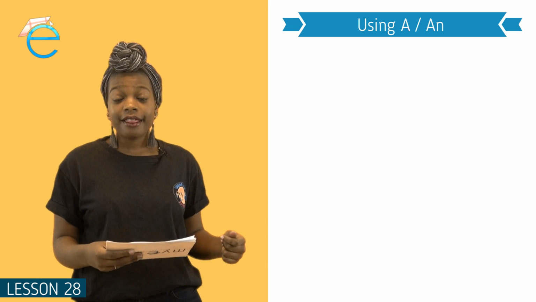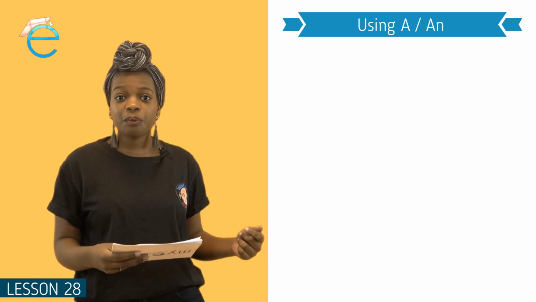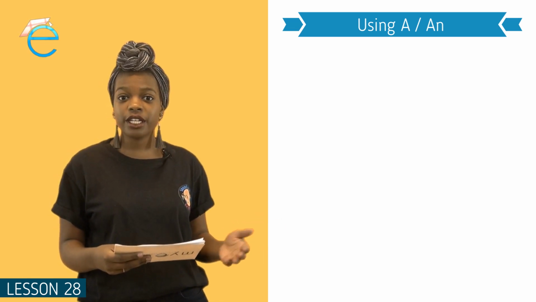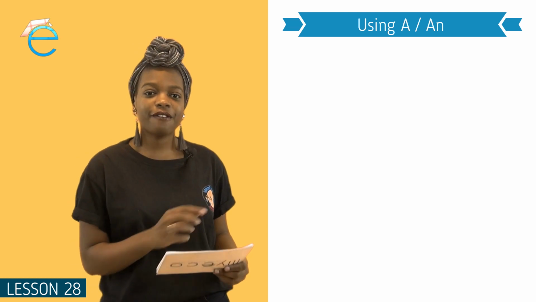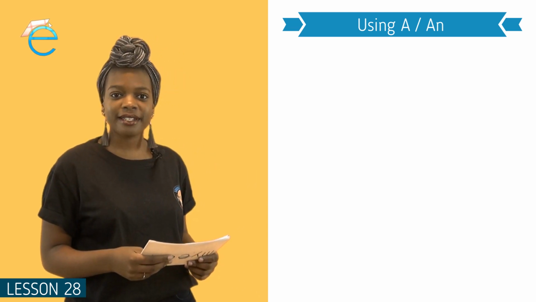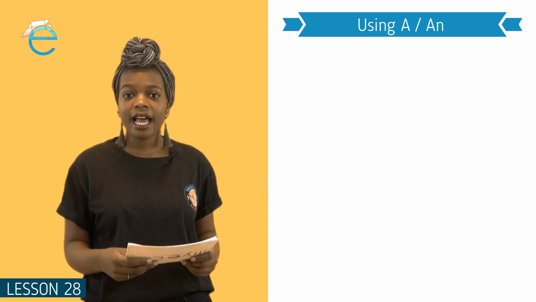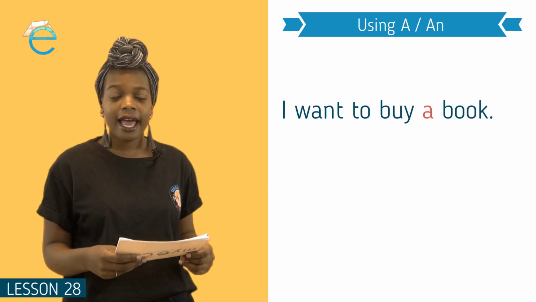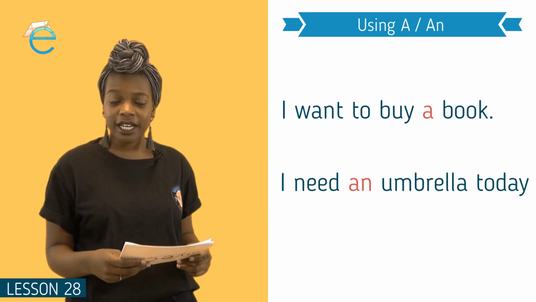Let's start off by looking at an and a. The articles an and a are used before countable nouns in their singular form. Let's have a look at the first column to see some examples. So first thing we see here is, I want to buy a book and I need an umbrella today.